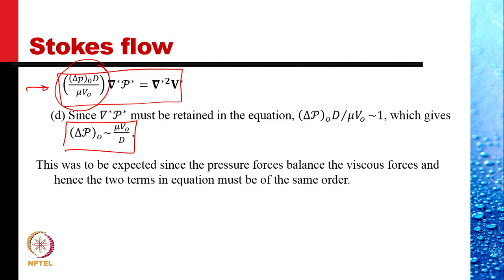From your fluid mechanics, you may recall that the characteristic pressure difference in large Reynolds number flow is 1/2 rho V naught square. Here it is mu V naught by d. This was to be expected since the pressure forces balance the viscous forces. Hence, the two terms in the equation must be of the same order.